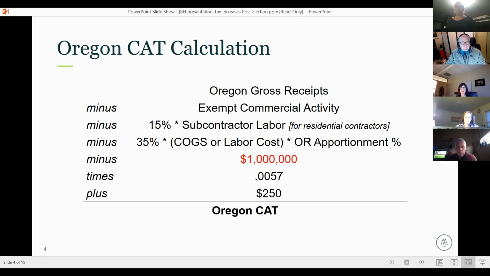The general CAT model, or CAT template, starts with Oregon gross receipts. You subtract your exempt receipts. There's a subtraction for some subcontractor labor. There is a subtraction for cost of goods sold or labor cost apportioned to Oregon. There's a $1 million exemption that applies to each filer. Multiply by the CAT rate of 0.0057, add $250, and you're done.